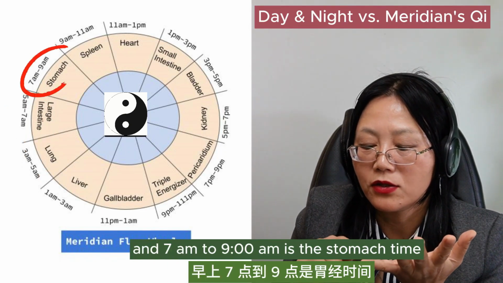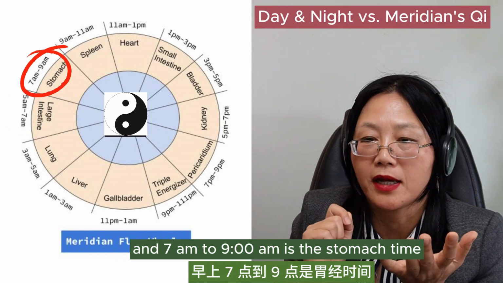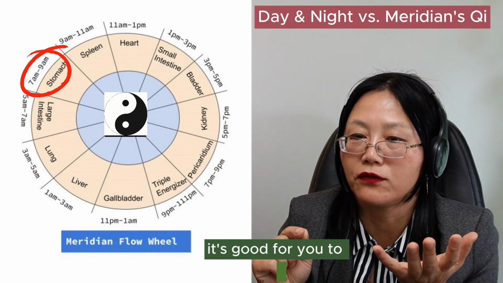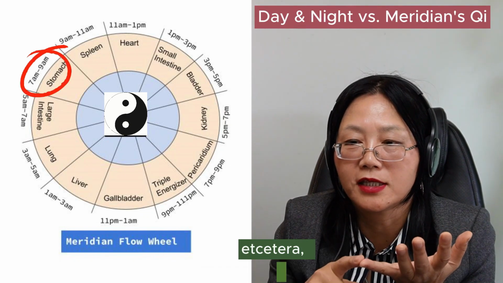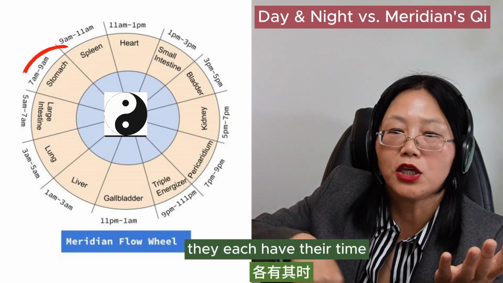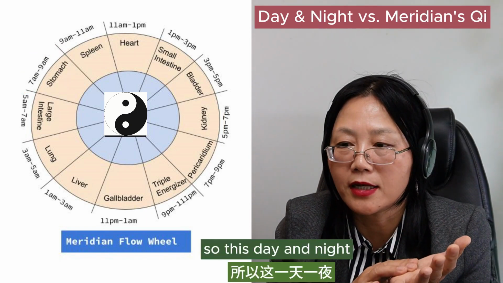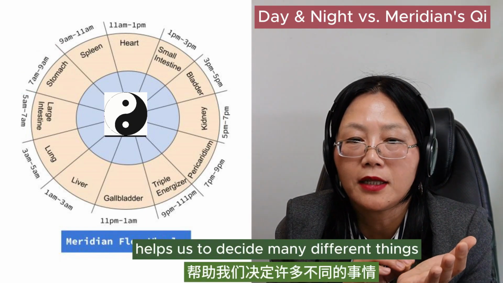And 7 to 9 o'clock is the stomach time. That's another reason it's good to have your breakfast in the morning. 7 to 9 is the stomach time. The 12 meridians each have their times. Day and night help us to decide many different things.